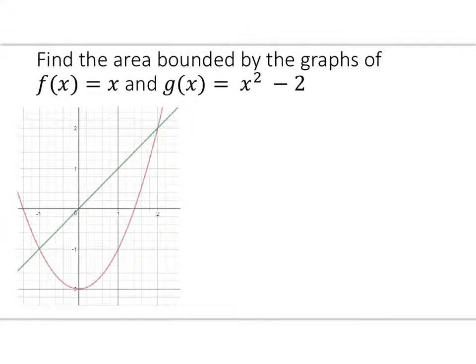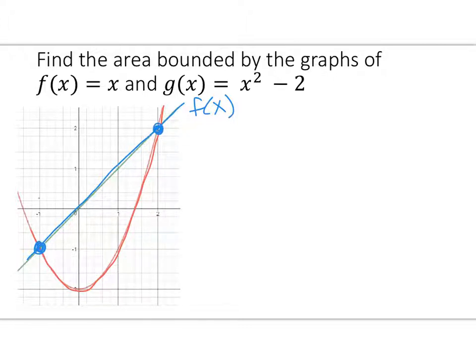So here we want to find the area bounded by the graphs of f of x equals x and g of x equals x squared minus 2. So here is my f of x equals x. So that's my first function. And then my parabola is the g of x, which is x squared minus 2. So that's this part. And so in order to figure out how to find my area, I also need to know what are these points of intersection.